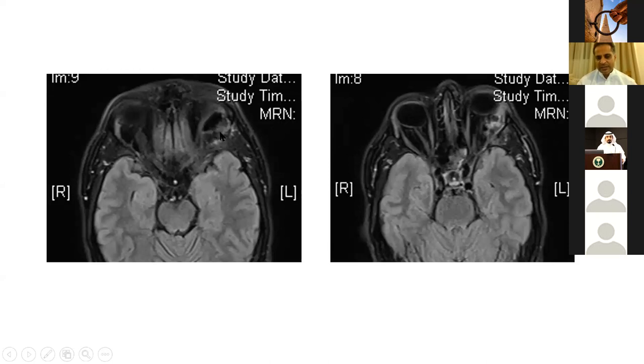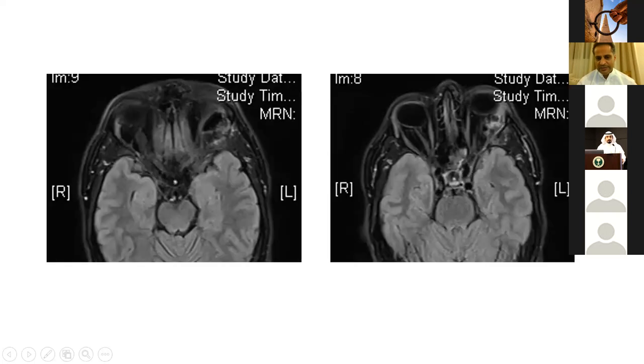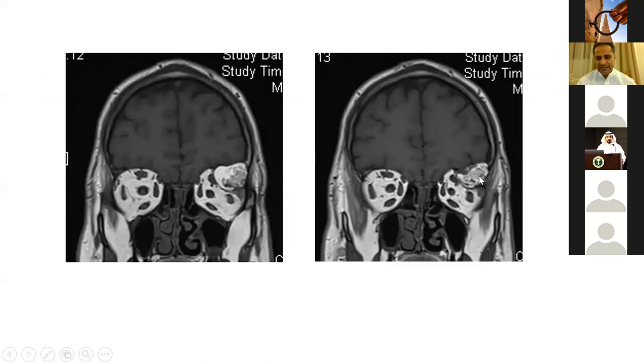Also without fat suppression, it is bright a little bit. So what do you think is going on? You see the cyst here? Exactly, yes. This is with fat suppression. You can see the fat here suppressed, sir. Yes. This is without fat suppression. And the location here. So what do you think?